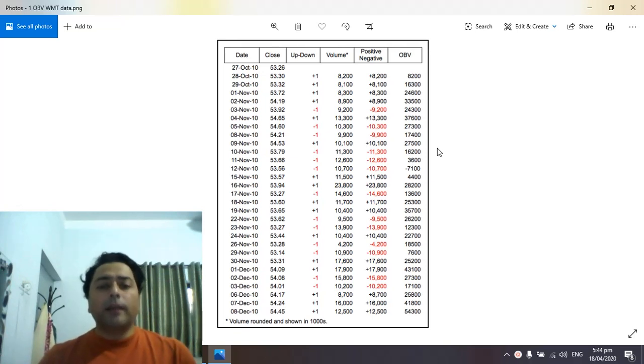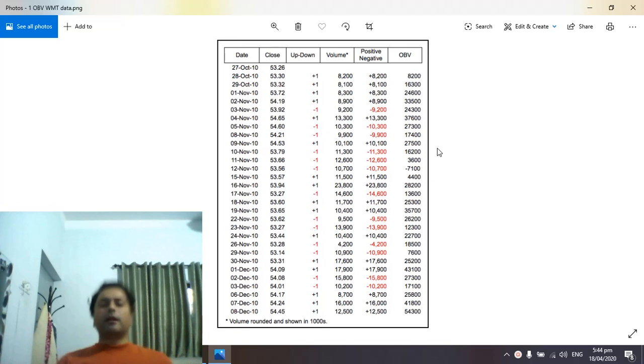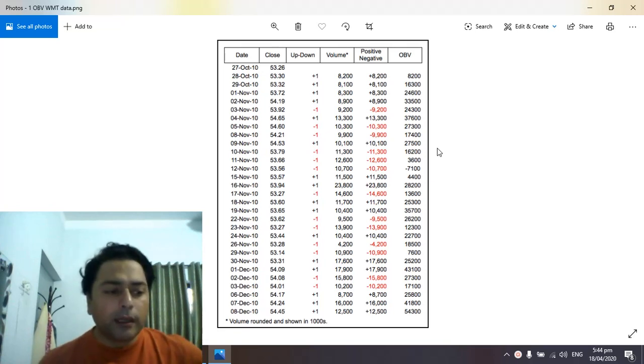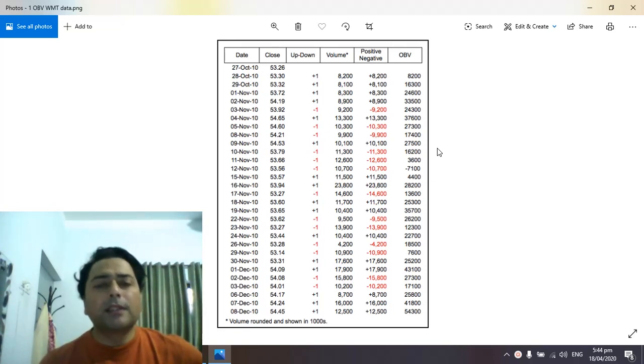It is a momentum indicator. It was theorized by Granville and it postulates that volume precedes price, meaning volume moves first in a trend, then the price also follows and moves in the same direction.